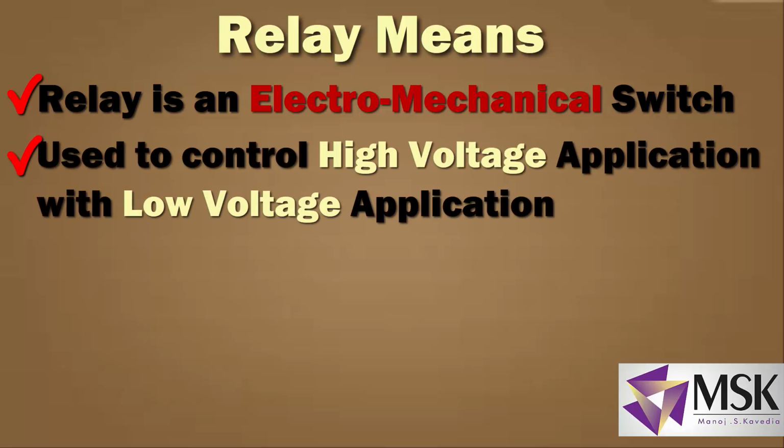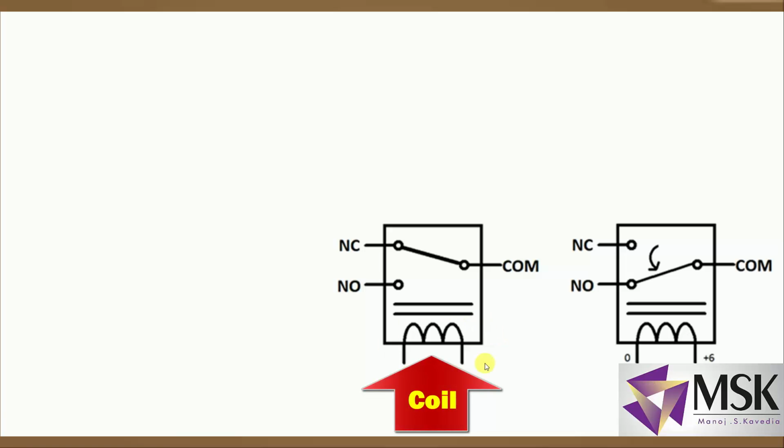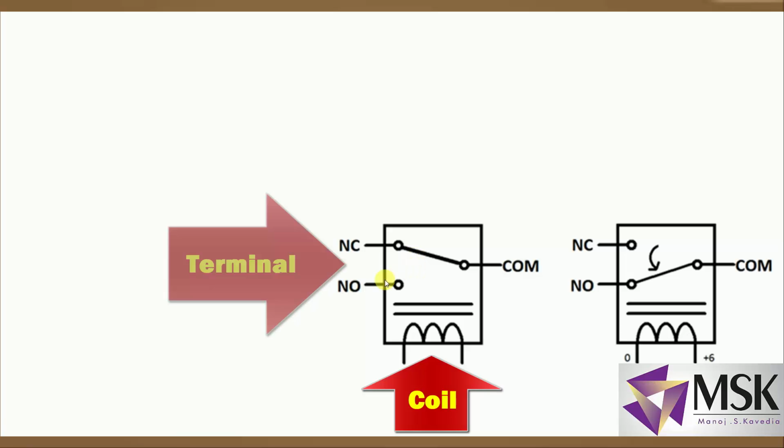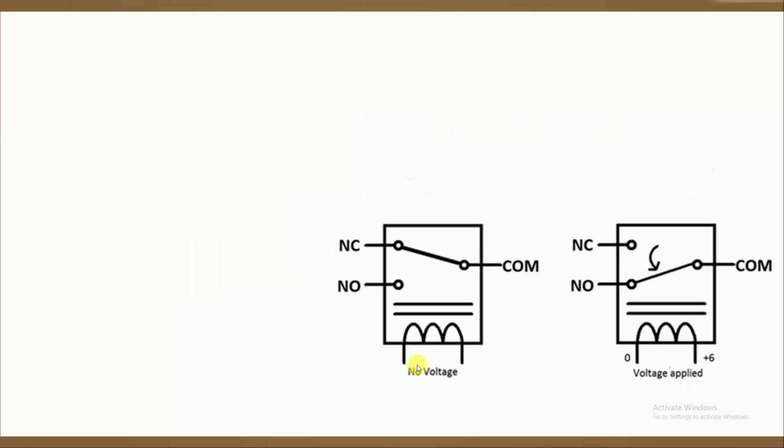So relay is an electromechanical switch which can be used to control a high voltage or a high power application with low voltage or low power application. Now in the diagram you can see a relay has a coil and a moving terminal. Fine. And these are two output terminals. This NC means normally closed, NO means normally open.